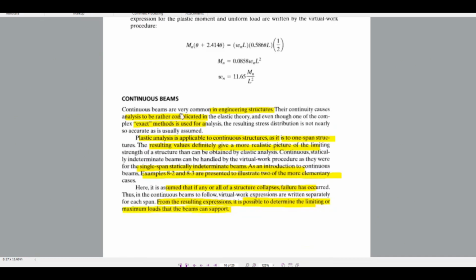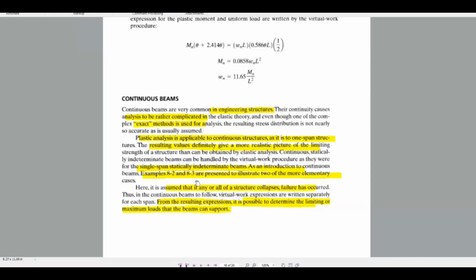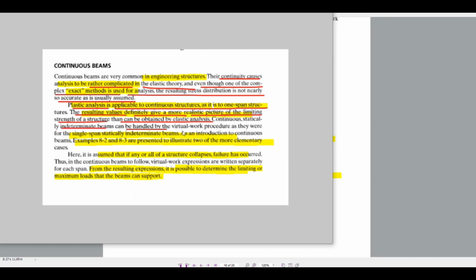Continuous beams are very common in engineering structures. Their continuity makes analysis rather complicated in elastic theory, and even though one of the complex exact methods is used in analysis, the resulting stress is not nearly so accurate and is usually assumed. Plastic analysis is as applicable to continuous structures as it is to single span structures. The resulting values give a more realistic picture of the limiting strength of a structure than can be obtained by elastic analysis. Continuous statically indeterminate beams can be handled by virtual work procedures, as they were for single span statically indeterminate beams. As an introduction to continuous beams, examples are presented to illustrate two of the more elementary cases.